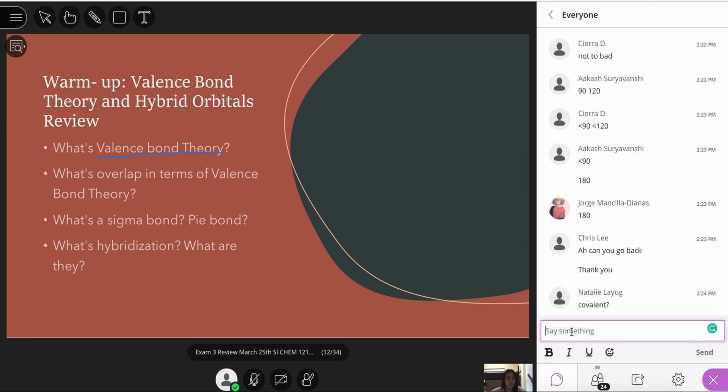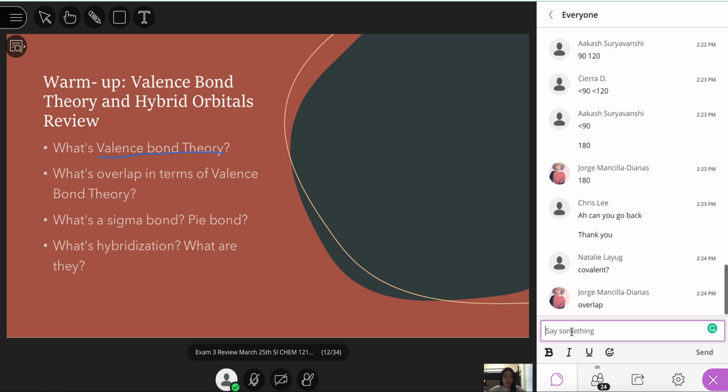And what happens with these covalent bonds? How do they form? Actually, using orbitals, how do they form? Does anyone remember what that is? If you're using those two different orbitals, how do we use that to form covalent bonds? Does anyone know?